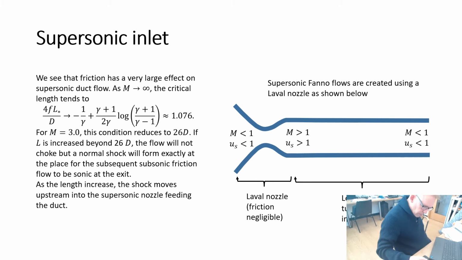And so what we would end up with is essentially a normal shock somewhere, and we have a normal shock analysis, and we have a Fanno flow over this part, and Fanno flow over this part. So we end up with an interesting, complicated solution.